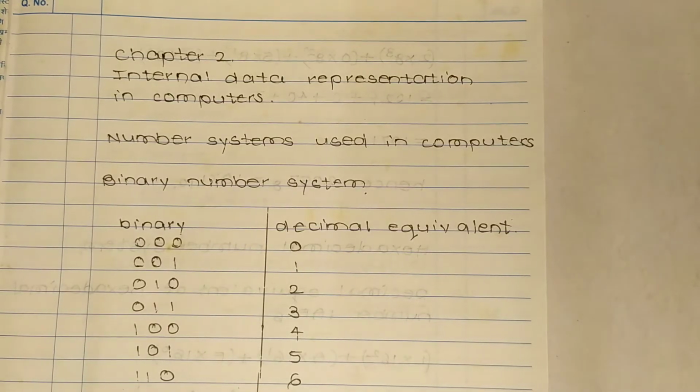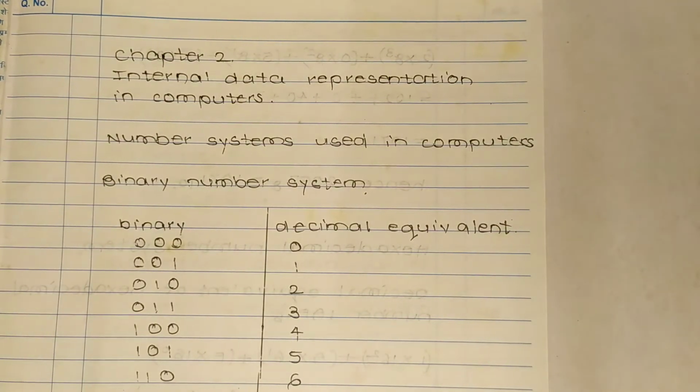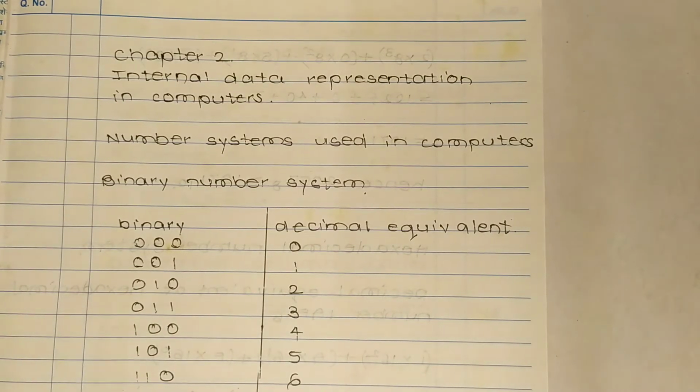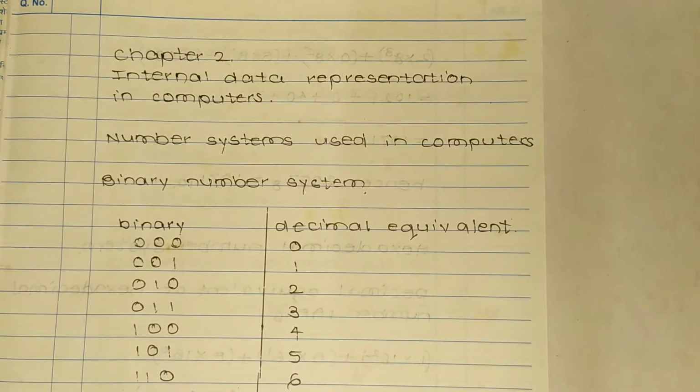Chapter 2, Internal Data Representation in Computers. Number systems used in computers. Number systems are of two types. First is non-positional and second is positional.